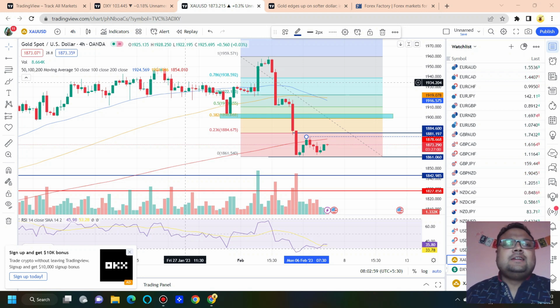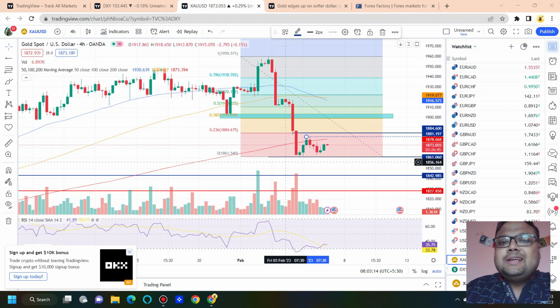So, let's get started. My dear friends, as you can clearly see on the chart, there is not much activity going on. After the market opening, we were hoping yesterday that during the US session or European session, we would get some moves, but sadly, the market is trading inside the range.